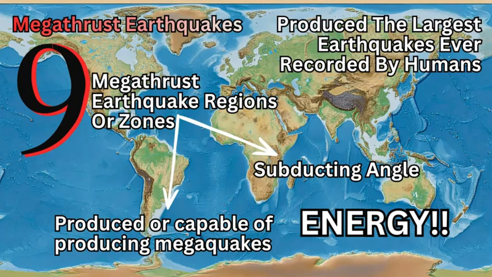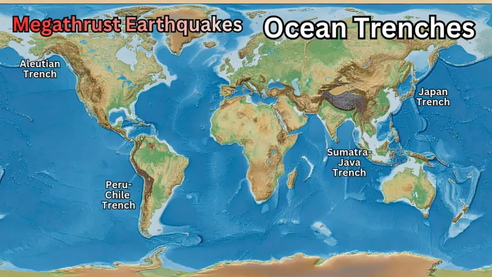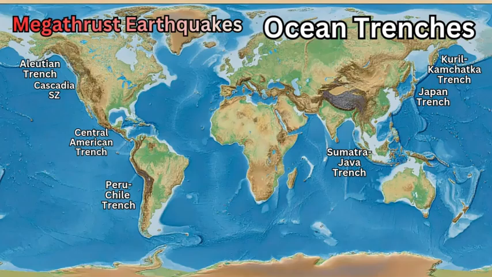Now, these zones around the planet are generally oceanic trenches where you have the convergence of the two plates along this subduction zone at a certain angle below 45 degrees, which are the Japan Trench, the Aleutian Trench, the Peru-Chile Trench, the Sumatra and Java Trench, the Cascadia Subduction Zone, which is the Northwest United States and Juan de Fuca Plate Convergence Zone, the Central American Trench, the Kuril-Kamchatka Trench, the Marianas Trench, and the Tonga-Kermadec Trench.